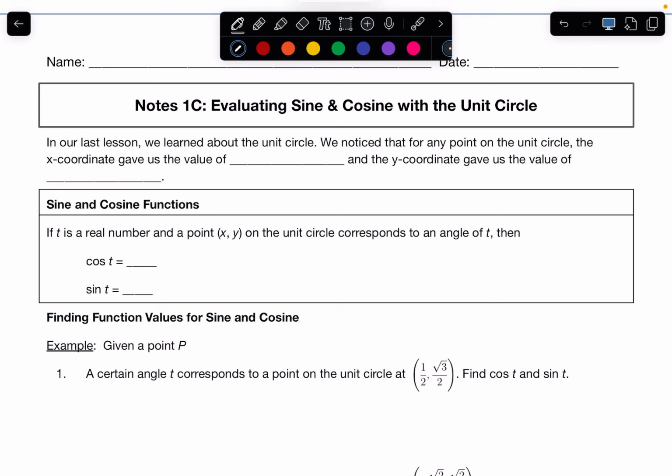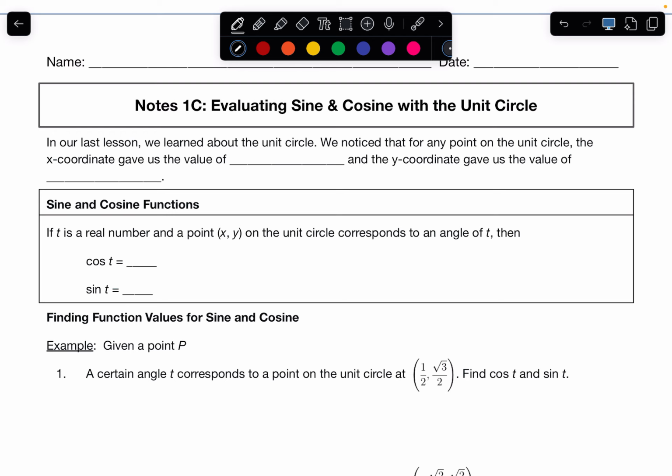So we're picking up where we left off at the end of last week. Last Friday, we talked about the unit circle. We just reviewed the first quadrant, and we learned that the x and y coordinates give us important information about two of the trig functions.